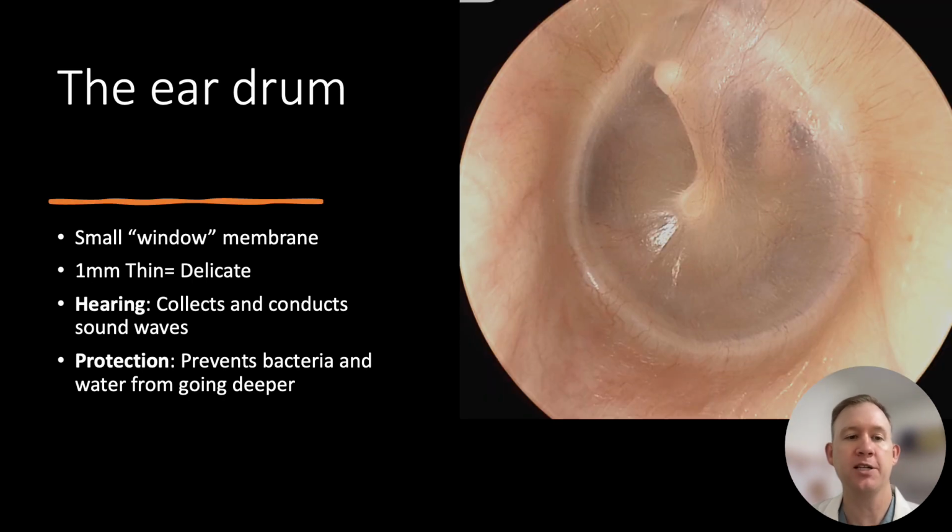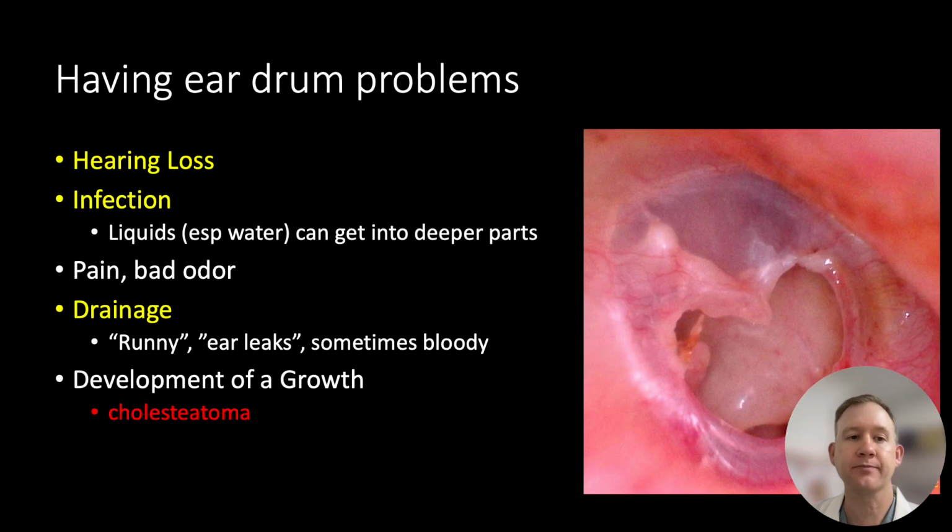The eardrum, like we mentioned, is a very small, delicate sort of window or membrane. The two main functions are that it helps with the hearing, but it's also part of our protective layer of the body. And so it prevents bacteria and water from going deeper inside the body and causing more issues with infections.